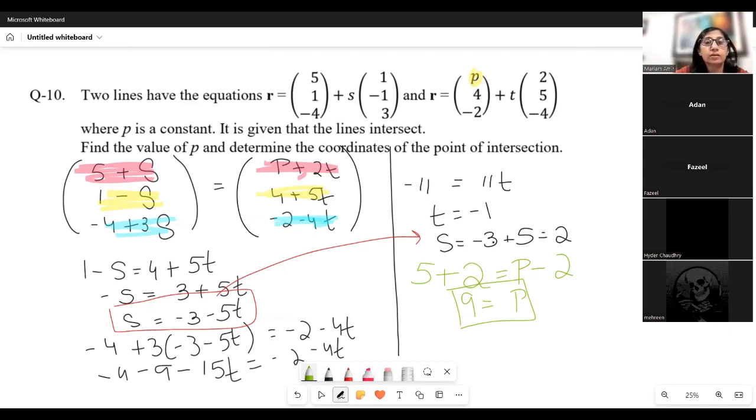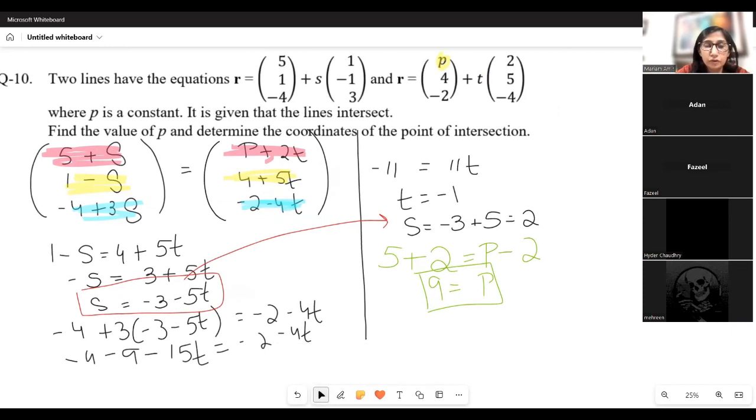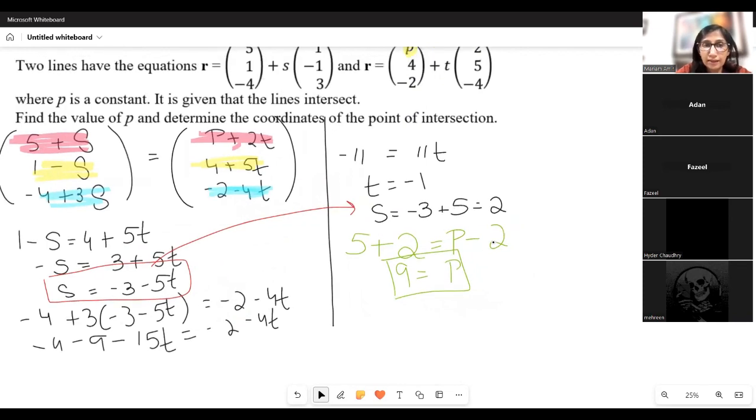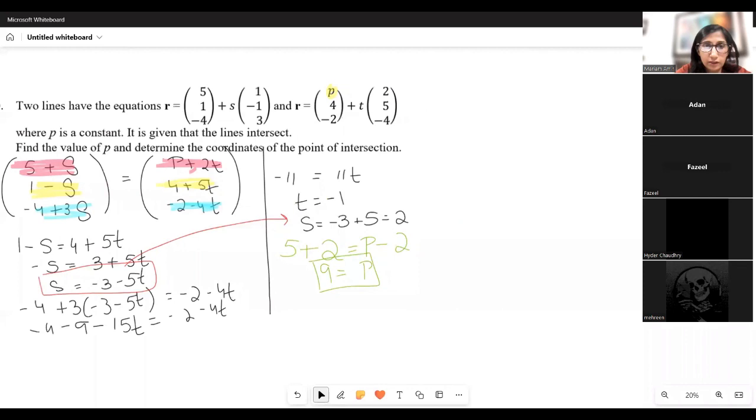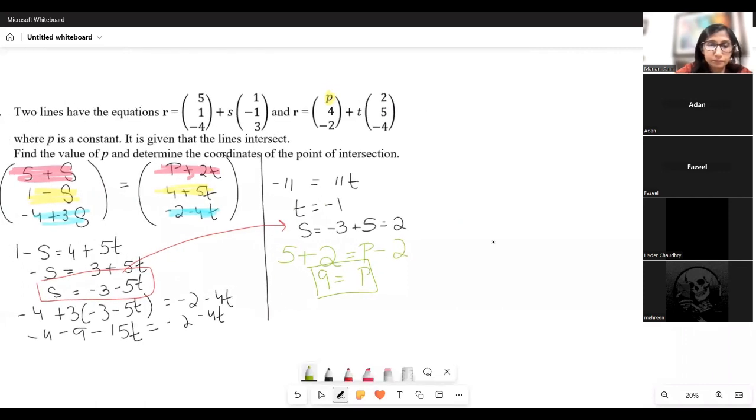Yes, that is correct. Find the value of P and determine the coordinates of point of intersection. So for coordinates of point of intersection, all that's left to do is substitute S, P, and T in the first step.